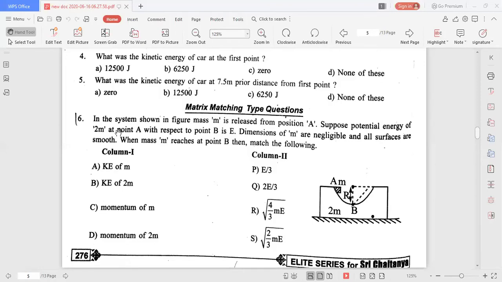Sixth problem. In the system shown in the figure, mass m is released from the position A. Suppose the potential energy of m at the point A with respect to point B is capital E. Dimensions of m are negligible and all surfaces are smooth. When mass m reaches the point B, then match the following.